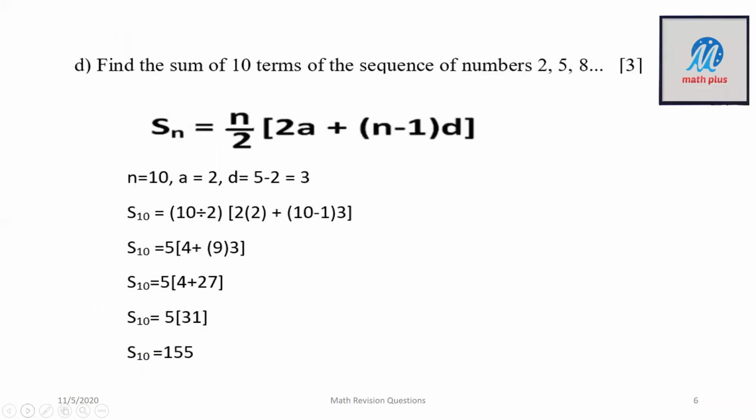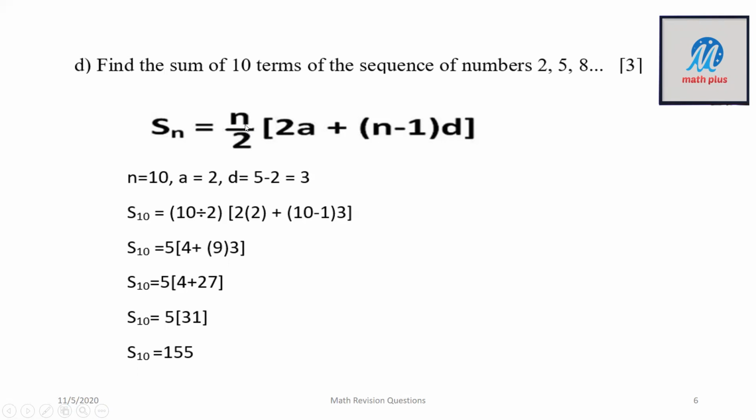Let's move to the last part of it. Find the sum of 10 terms of the sequence of numbers 2, 5, 8. Now they have given the sequence. It's 2, 5, 8. We know when we want to find the sum, this is the formula we use. So remember these formulas. Right. Now before we find it, the parts which you know, you better write them. Now I know I want to find the first 10 terms, so n should be 10. And I know my first term is A and my common difference is 3.